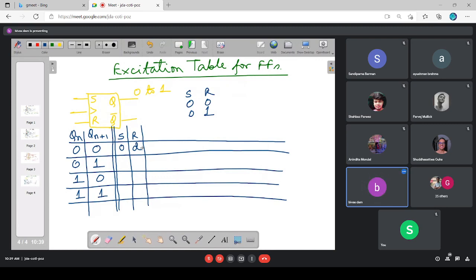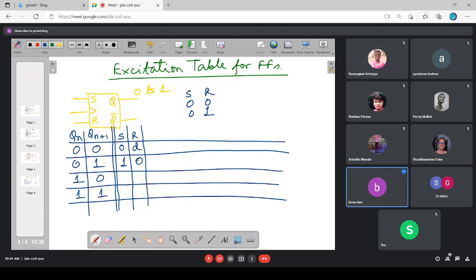Then 0 to 1, how is it possible? It is possible only by setting the memory. Remember there is no toggling condition in the SR flip-flop. So I can only arrive at logic 1 output from the logic 0 output by giving the input condition which ensures setting the memory. To set the memory, what should be the S and R values? 1 0.